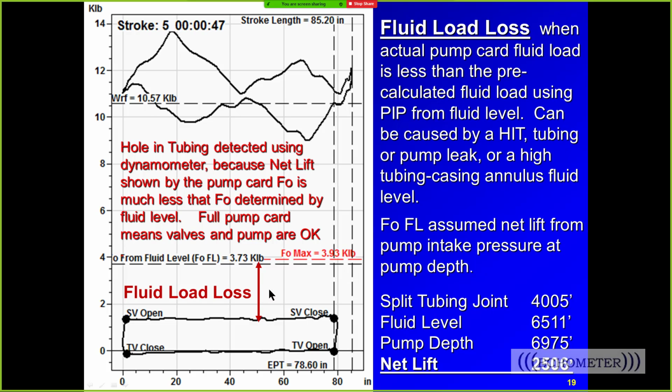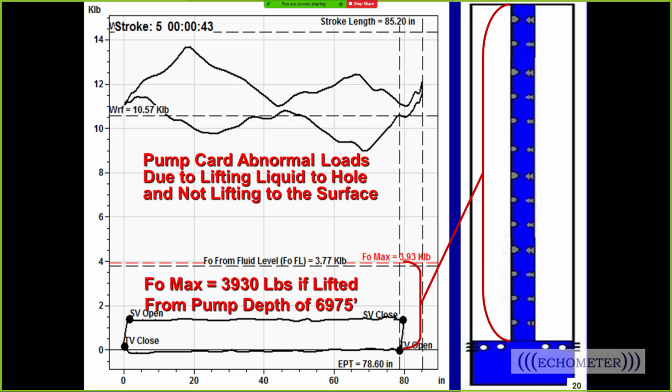So one of the indications of a hole in the tubing for a rod pump well is the pump card is much shorter than it would normally be. Now, this is trying to show that if you had the fluid level at the pump, then the pump card would go all the way up to the maximum red line right there, FO max, because that means that the pump is lifting the fluid all the way to the surface with no help from the well, with zero pump intake pressure. And that's how tall the pump card would be. And the fluid level in the tubing would be all the way to the surface if there weren't a hole. And then it would be at the pump intake, and the pump card should be all the way to FO max. Well, it's not. It's not that tall.